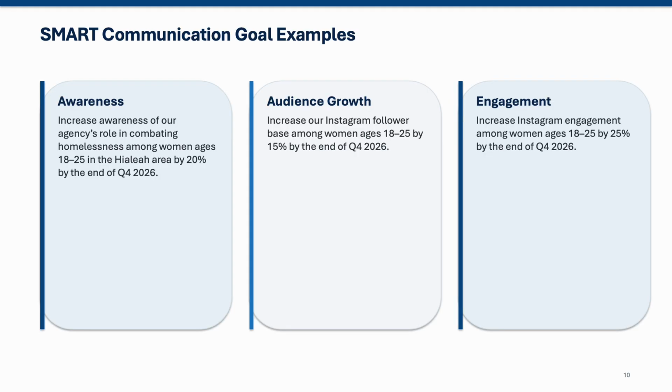Here are a few examples. Notice that each statement identifies a specific outcome, a target audience, an amount of change, and a deadline. For example, rather than simply saying we want to increase engagement, we might say that we want to increase Instagram engagement among women ages 18 to 25 by 25% by the end of the fourth quarter of 2026. As you develop your own goals, I want you to be able to identify the SMART components within the statements.